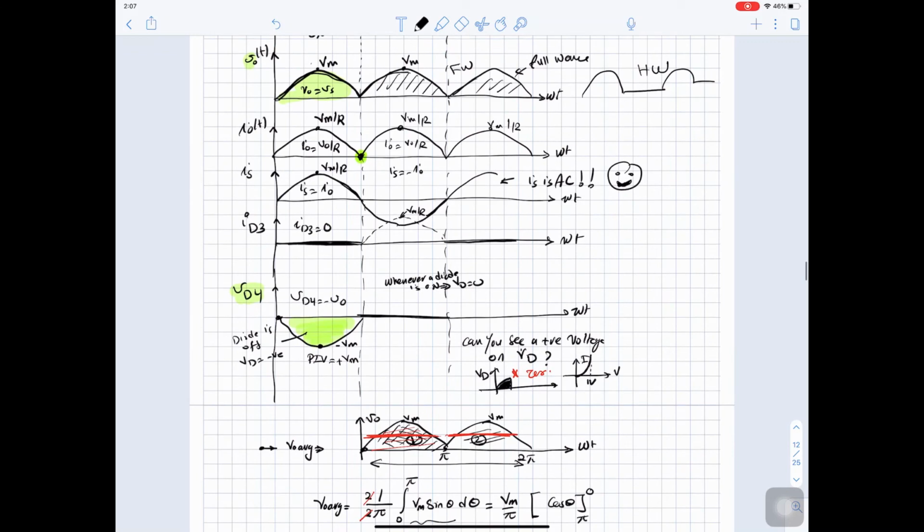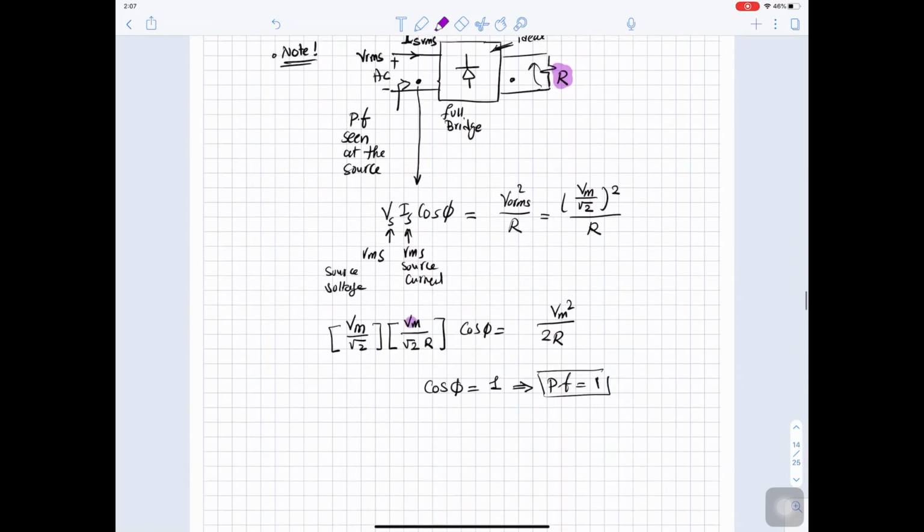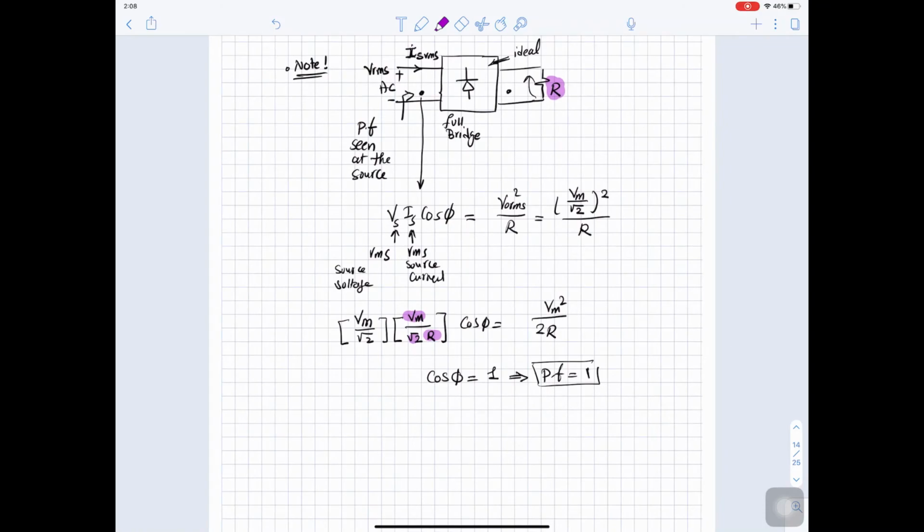Why does I source RMS equal this value? So this is I source. Okay, so it's a sine wave, so the RMS will be the peak value divided by root 2. The peak value is V maximum over R, so the RMS will be V maximum divided by R and root 2. So you can see that the power factor in this case is 1. So we can calculate the power factor of a power electronics circuit using this concept of making the input power equal to the output power.